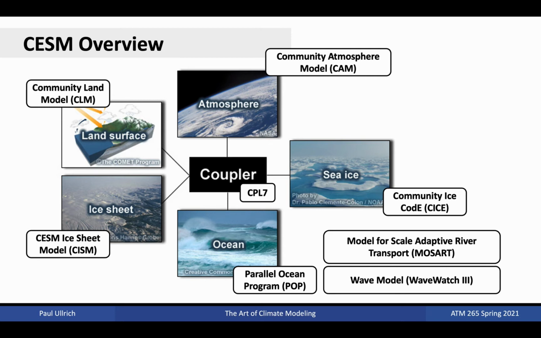Land ice is handled via the CESM Ice Sheet Model, or CISM, while sea ice is handled via the Los Alamos Sea Ice Model, or Community Ice Code, CEICE. Additionally, CESM includes support for river runoff via the Model for Scale Adaptive River Transport, Mozart, and wave modeling via WaveWatch 3. The system is tied together via a central coupler module known as SEAM.